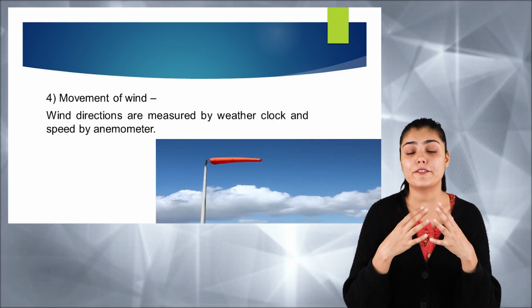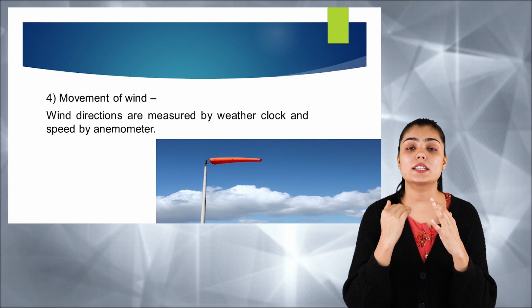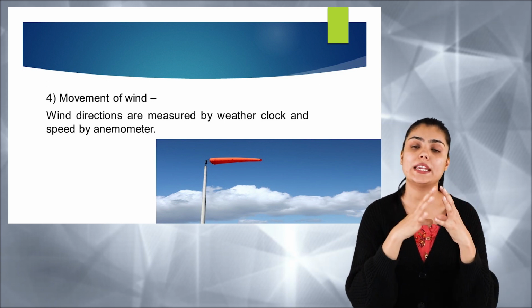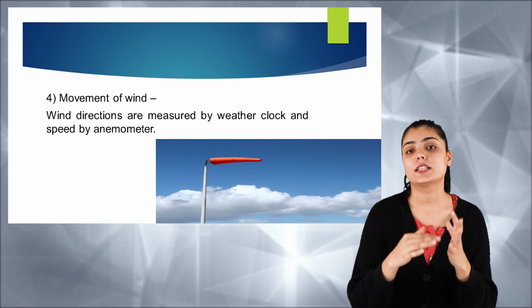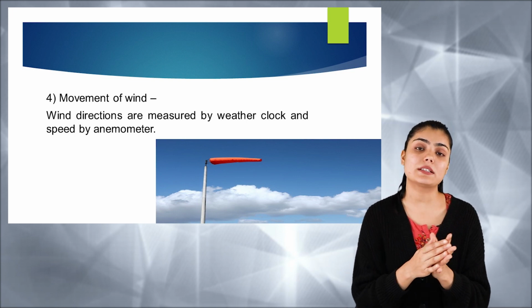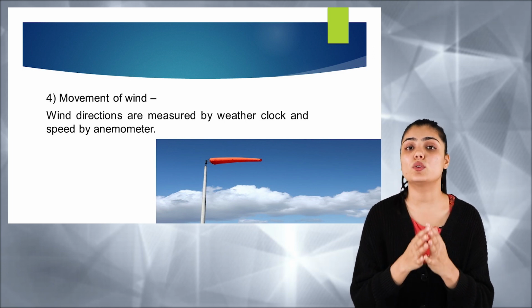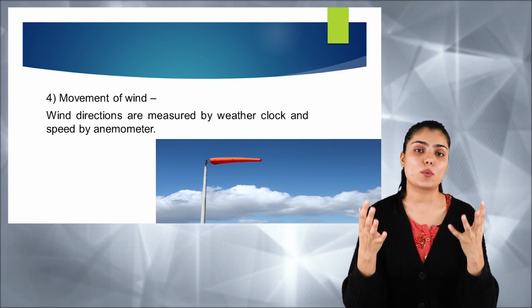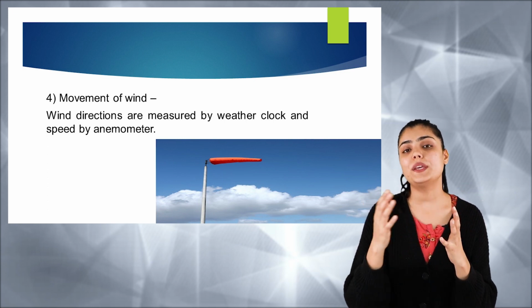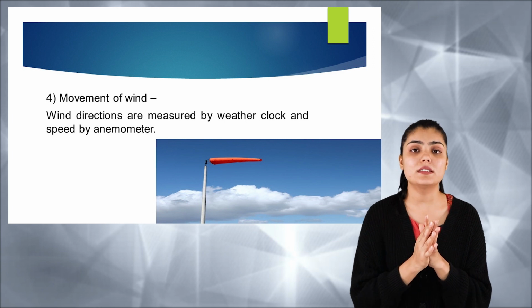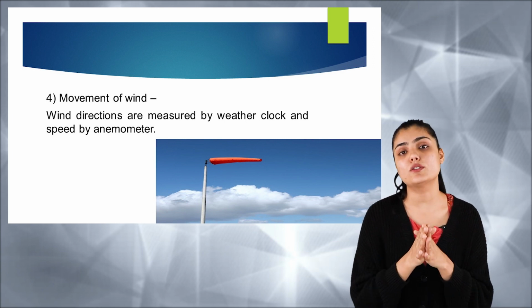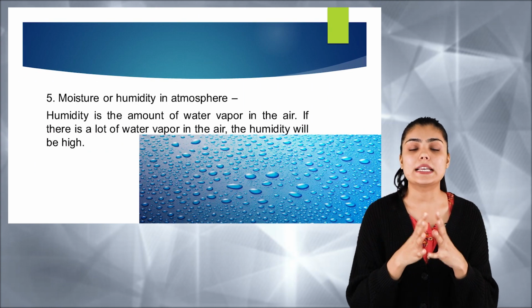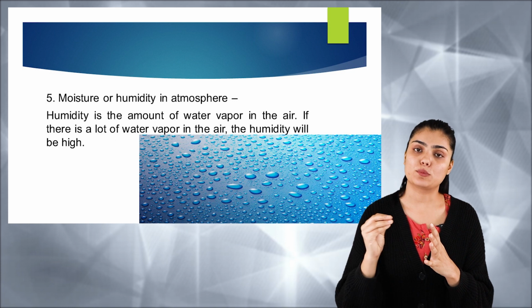The fourth factor that affects the climate of a particular region is the movement of the wind. Now, wind moves from a high pressure area to an area of low pressure. As I told, the movement of the wind plays a major role in affecting the climate as well as the weather of the particular area. The speed of the wind is measured by an anemometer, and the direction of the wind is measured by a weather cock. And the last factor that influences the climate is the moisture or humidity in the atmosphere.